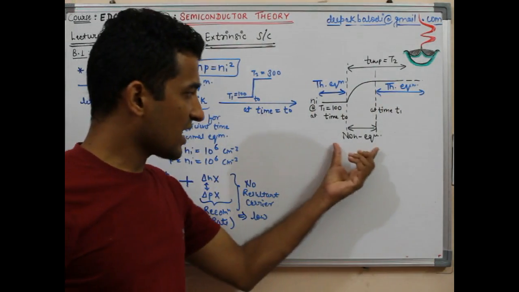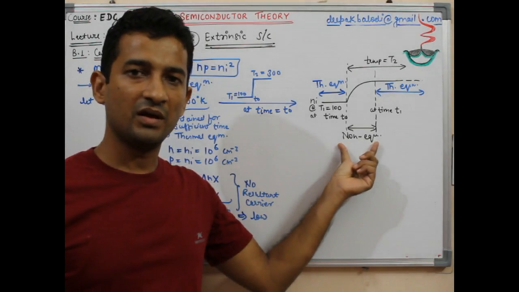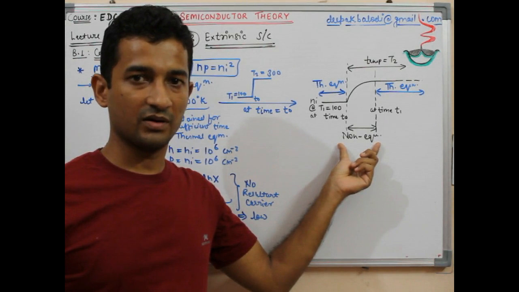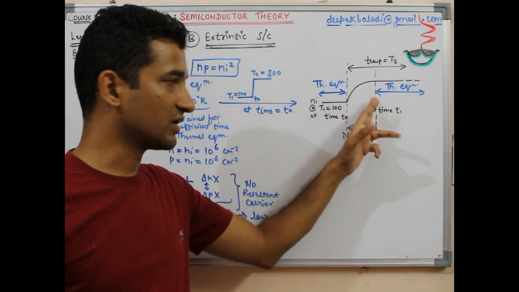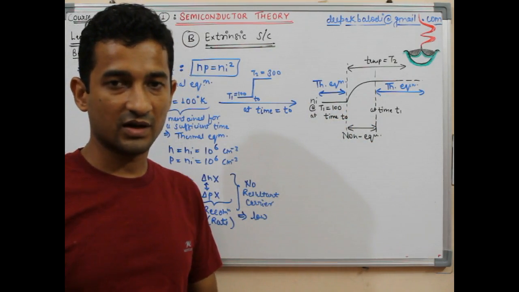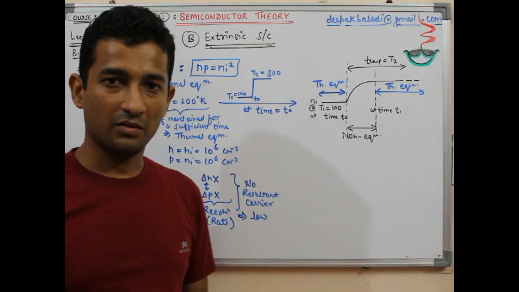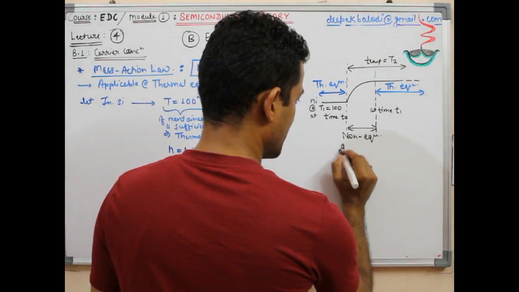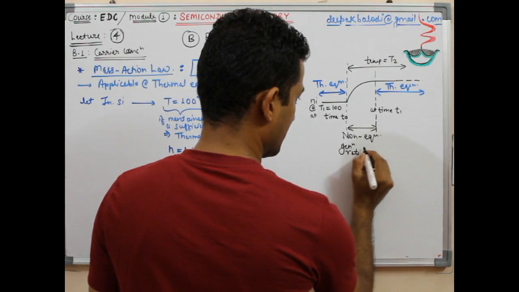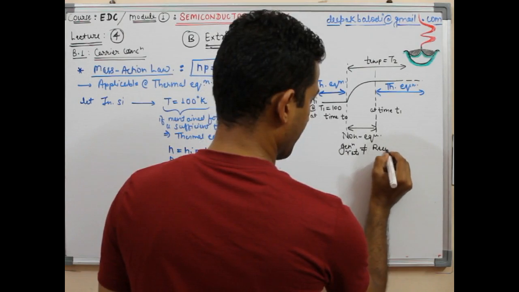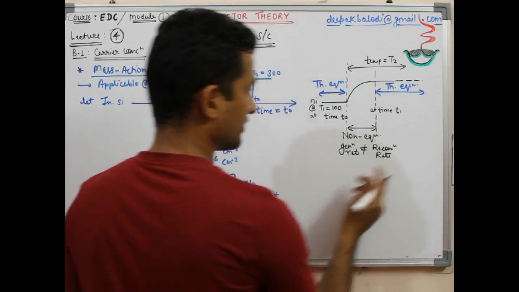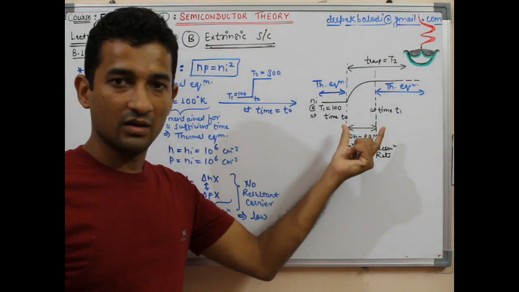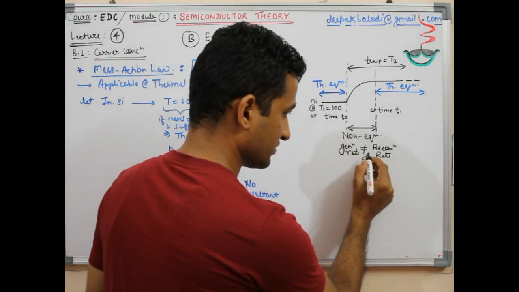But this time could be very, very small. In most of the cases we may not be interested in this, but in some particular examples and some particular experiments we might be interested in this transient phase, when the generation rate may not be equal to the rate of recombination. Generation rate is not the same as recombination rate for this particular time, because at this time there will be more generation.